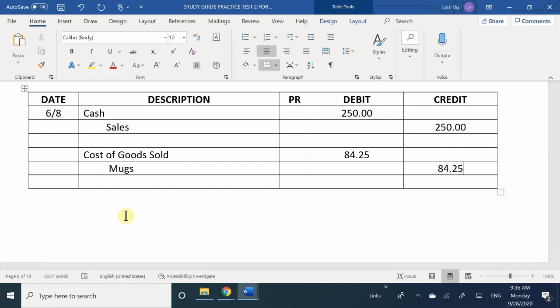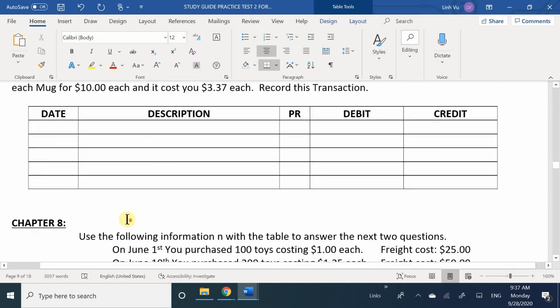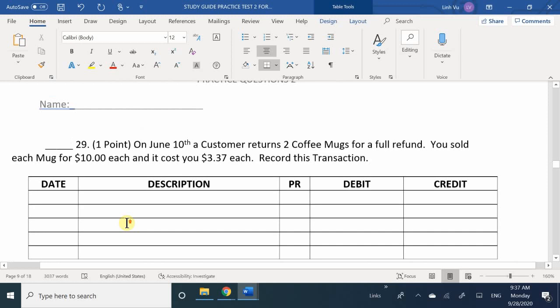Yes, 100%. No matter where you're dealing with, you're going to add it to inventory or you're going to subtract everything out of inventory. So let's go ahead and answer this question here.